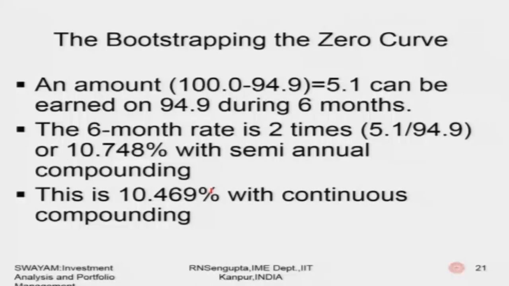So, 94.9 is basically the value. So, the 6 month rate of interest which I paid was basically 5.1 into 94.9. And how many times? It was 2 times, so it will be multiplied by 2. So, the value comes out to be 10.78, which is basically the semi-annual compounding interest rate.